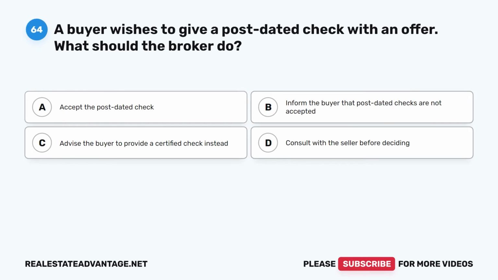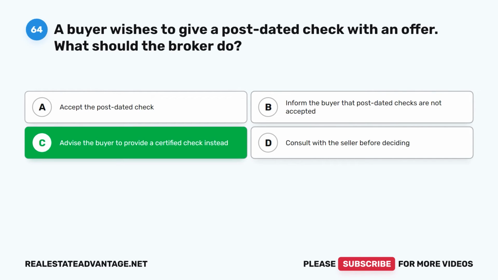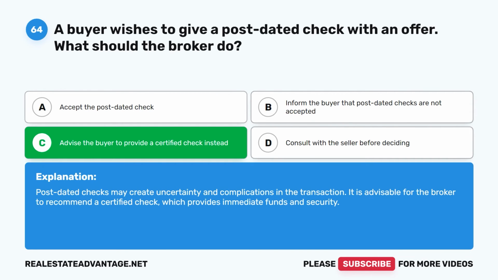Question 64. A buyer wishes to give a post-dated check with an offer. What should the broker do? A. Accept the post-dated check. B. Inform the buyer that post-dated checks are not accepted. C. Advise the buyer to provide a certified check instead. D. Consult with the seller before deciding. The correct answer is C. Advise the buyer to provide a certified check instead. Post-dated checks may create uncertainty and complications in the transaction. It is advisable for the broker to recommend a certified check, which provides immediate funds and security.